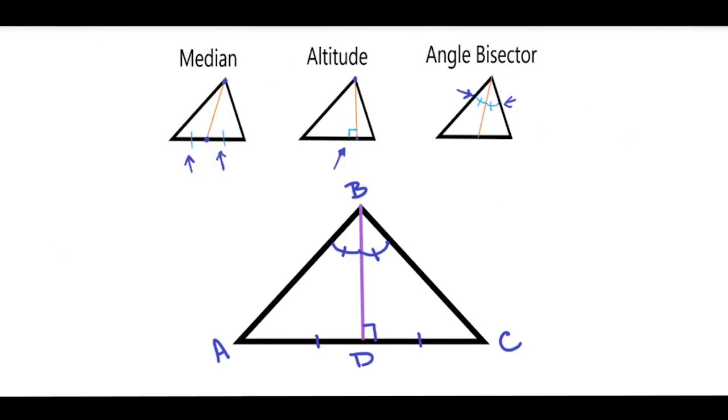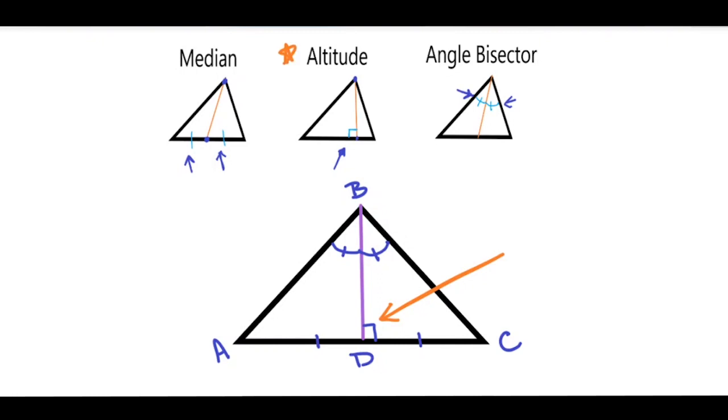So here I have triangle ABC, and I have this line segment cutting through it, line segment BD. Notice that line segment BD forms a right angle. That means that it's an altitude.